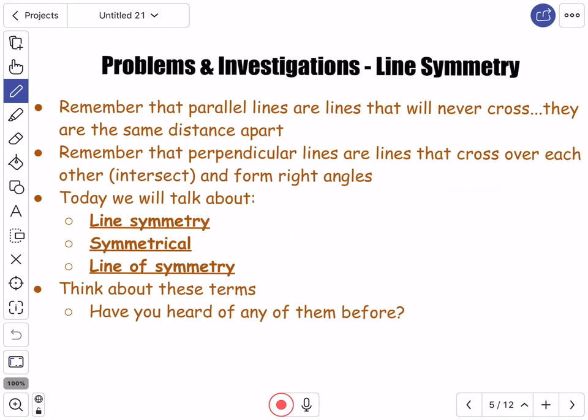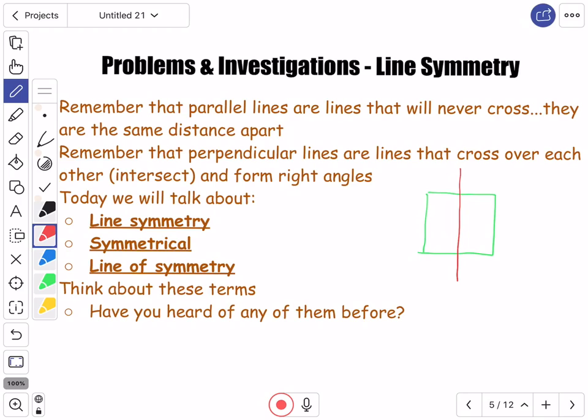Remember that parallel lines are lines that will never cross. They are the same distance apart. Remember that perpendicular lines are lines that cross over each other, intersect, and they form right angles. Today we will talk about line symmetry, symmetrical, and line of symmetry. Think about these terms. Have you ever heard of them before?